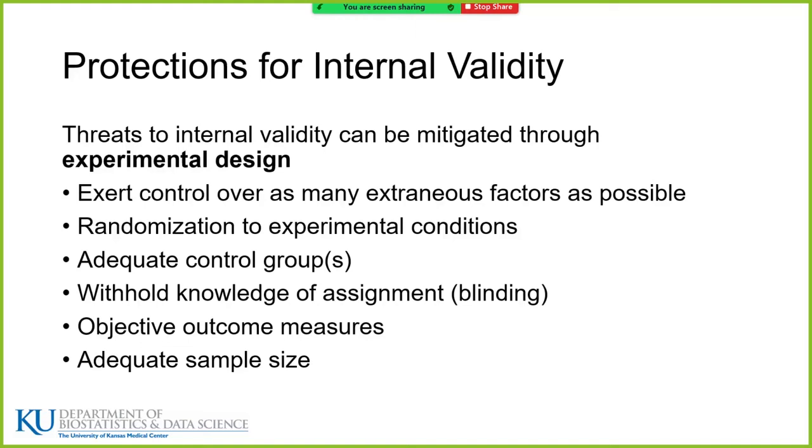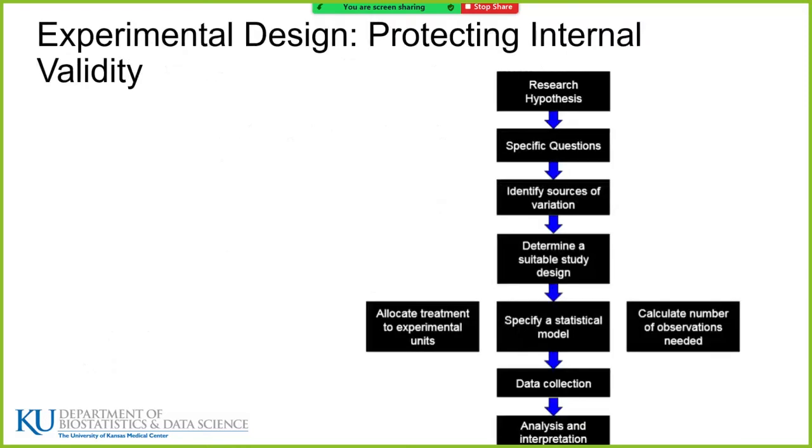We also like to employ randomization to all of the conditions of our study. Randomization protects us against unknown factors that could increase the bias in our findings. We want to include control groups, withhold knowledge of assignment through blinding when possible, use as objective of an outcome measure as possible, and again, size our study appropriately to minimize the impact of sampling variation.